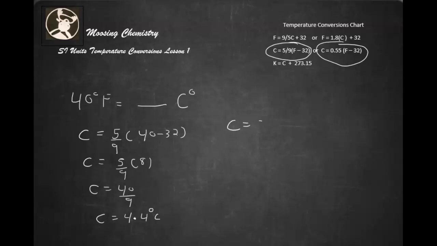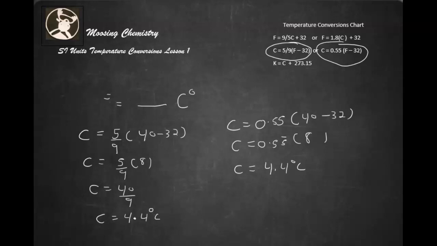C equals 0.55 times 40 minus 32. Okay? Now, it's important to remember that 0.55 actually has a bar above it, times 8. And this would equal 4.4 degrees C. Pretty snarly, huh? Pretty easy, too.